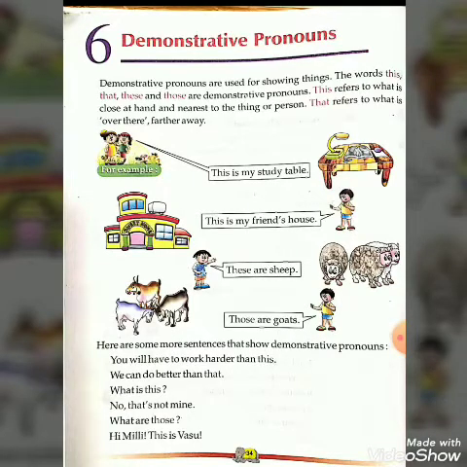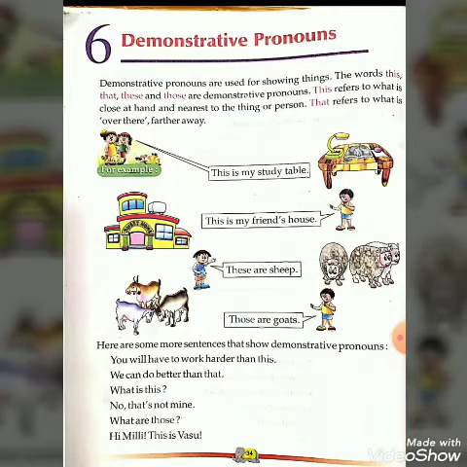I am repeating once again. Demonstrative pronouns are used for showing things. The words this, that, these, and those are demonstrative pronouns. The word this refers to what is close at hand and nearest to the things or person. And the word that refers to what is over there or farther away from the things or person. Now you can see examples shown on your screen.